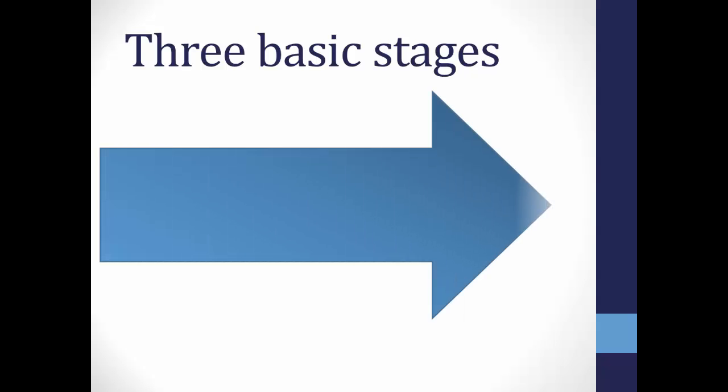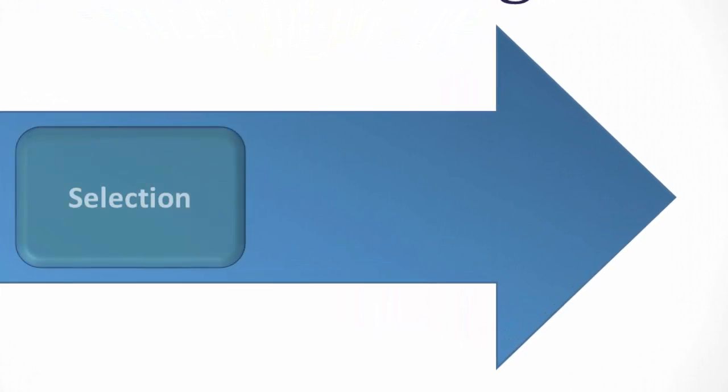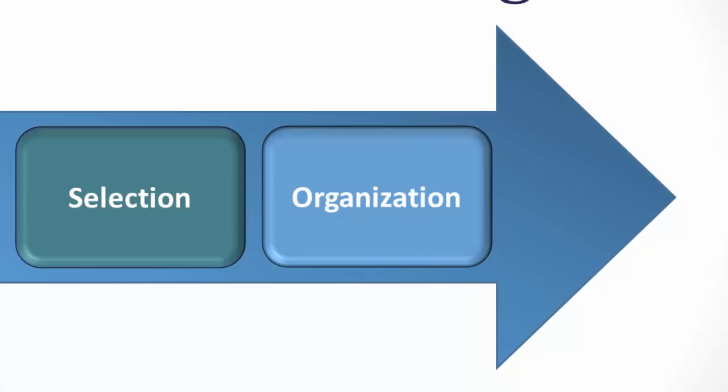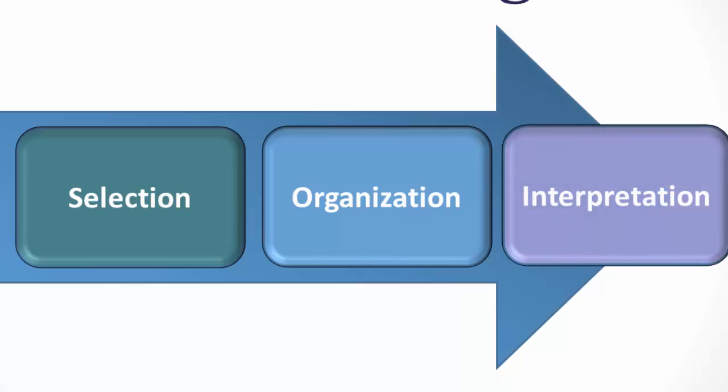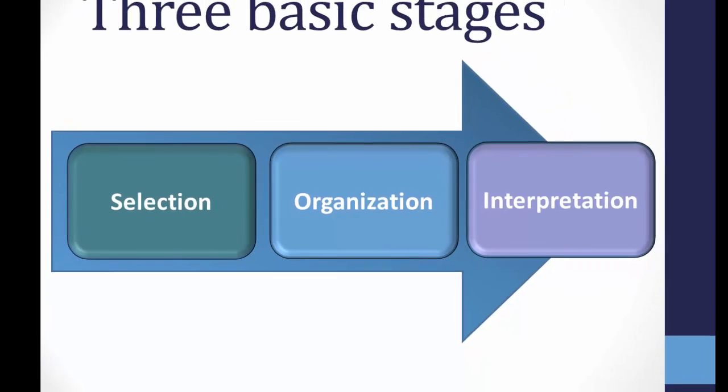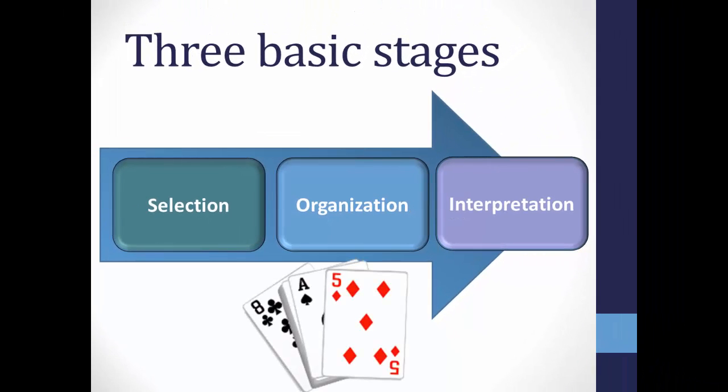There are three basic stages in the perceptual process. First, your brain selects from amongst all the information your senses have gathered. Then your brain has to organize that information so that finally you can interpret that information or try to make it make sense to you. Some scholars add additional stages, such as memory, recall, response, and negotiation, but we will focus on these first three stages.